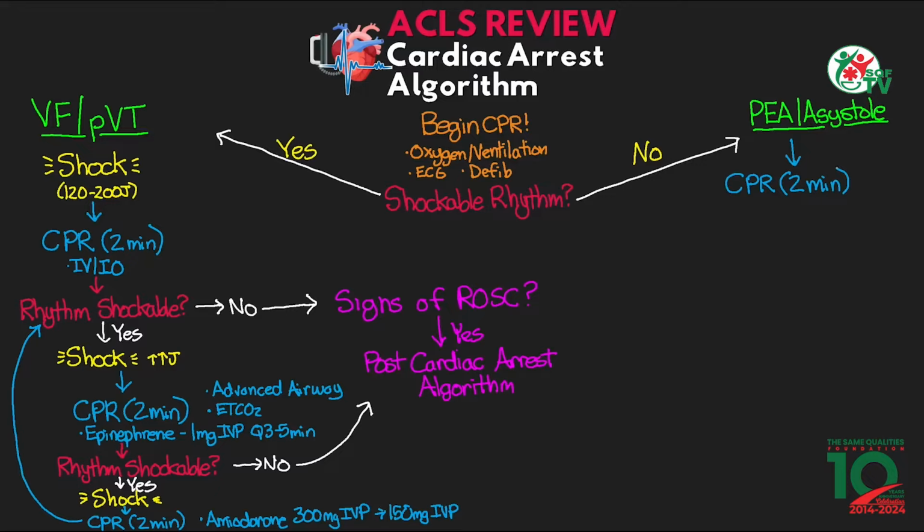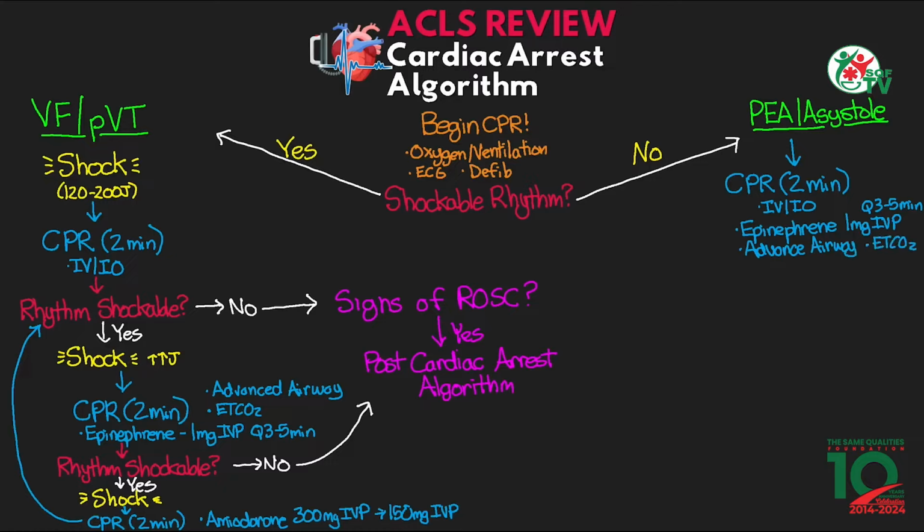Now, just as with the left side, we want to ensure that we have IV-IO access, and if not, then we want to make sure and get it. Again, once we have the access, then we want to give that dose of epinephrine. And again, the dose is the same here, 1 milligram IV push every 3 to 5 minutes. And then we also want to consider that advanced airway and our end-tidal CO2 monitoring.